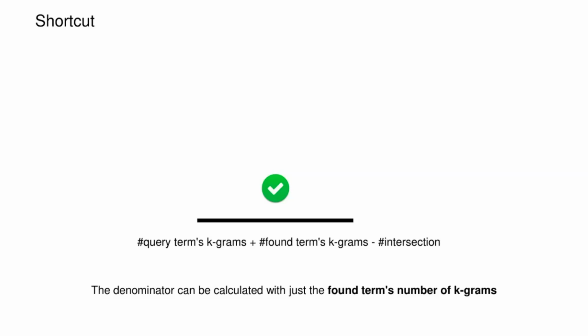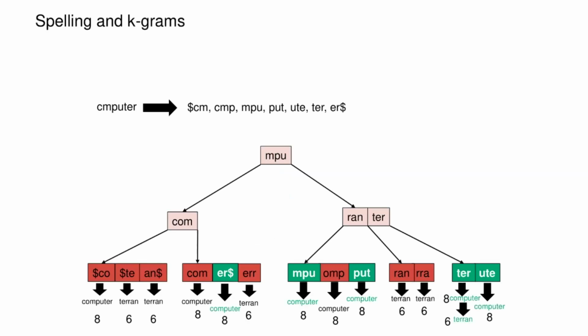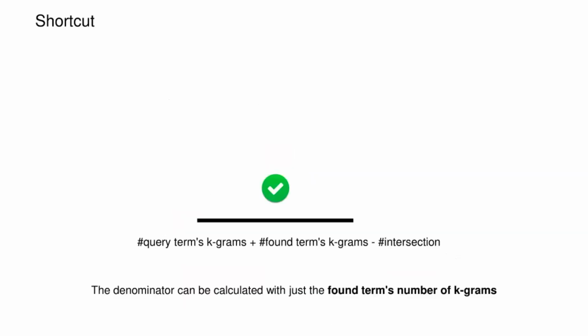All right, so we can actually figure that out because the query terms' k-grams, that's basically a constant. You just do it once on the query and you have it. Then you have the number of k-grams for the found terms. That is exactly what you can count from the results you have in the index. And the intersection, we already have it because that's the same as up there, right? So basically, we are able to do that efficiently.